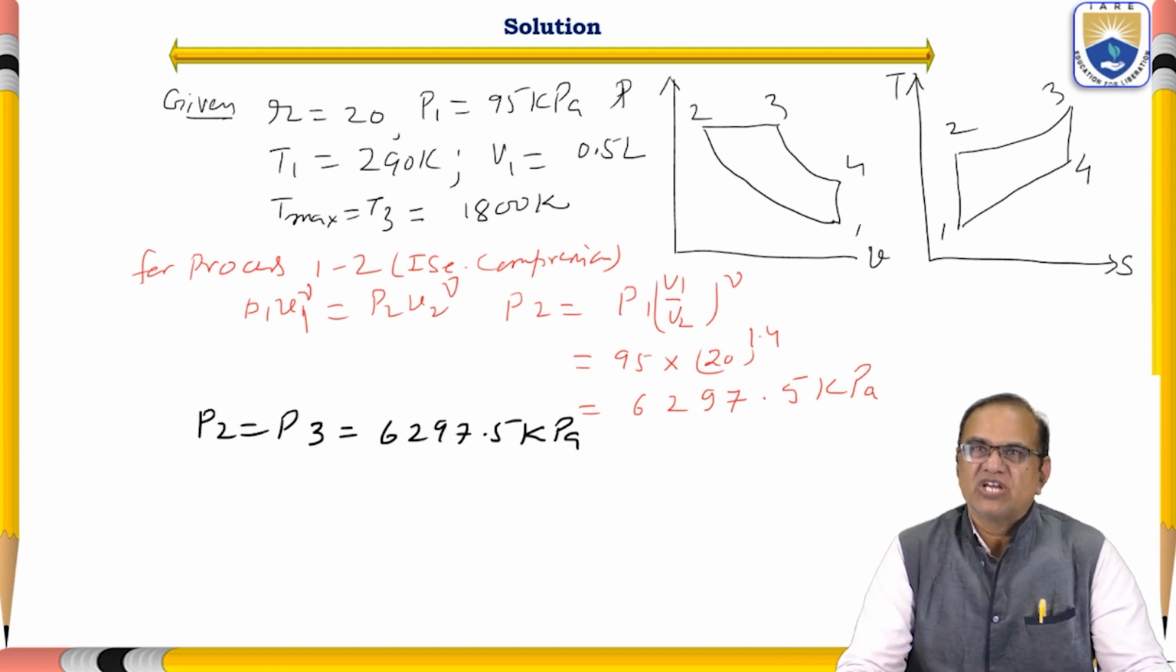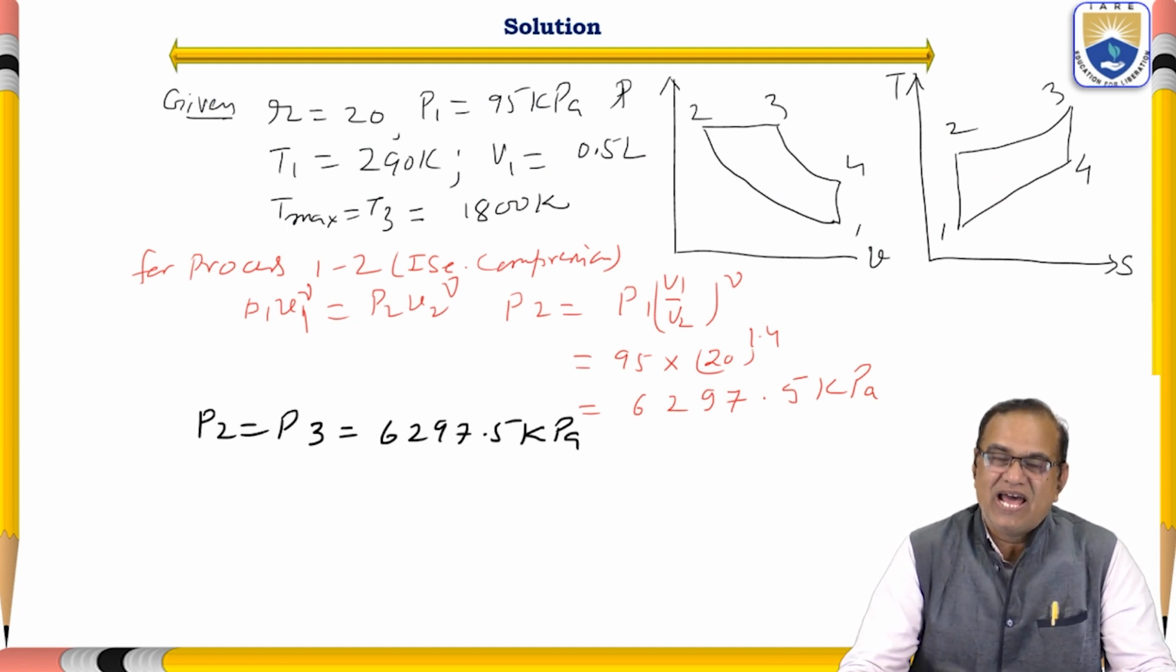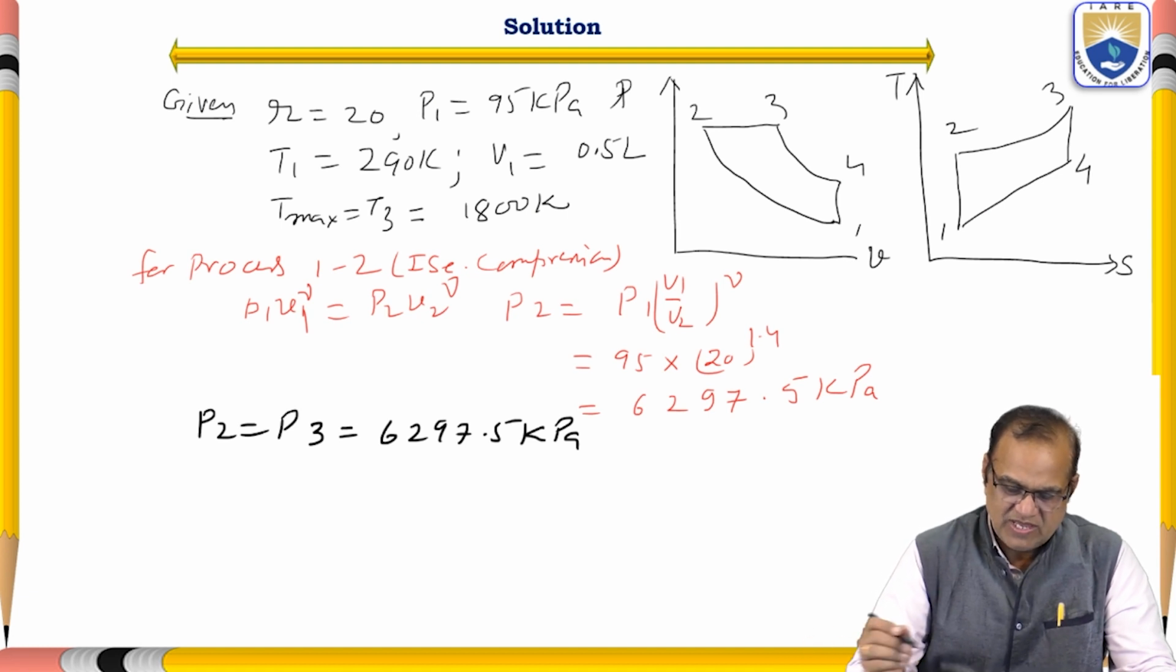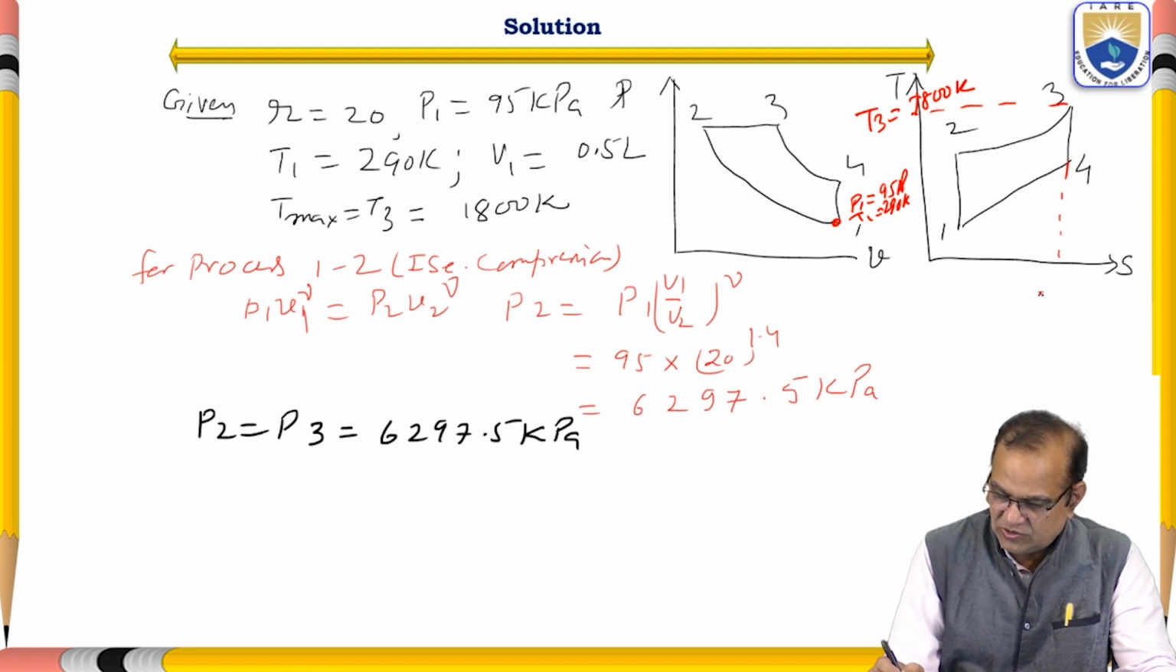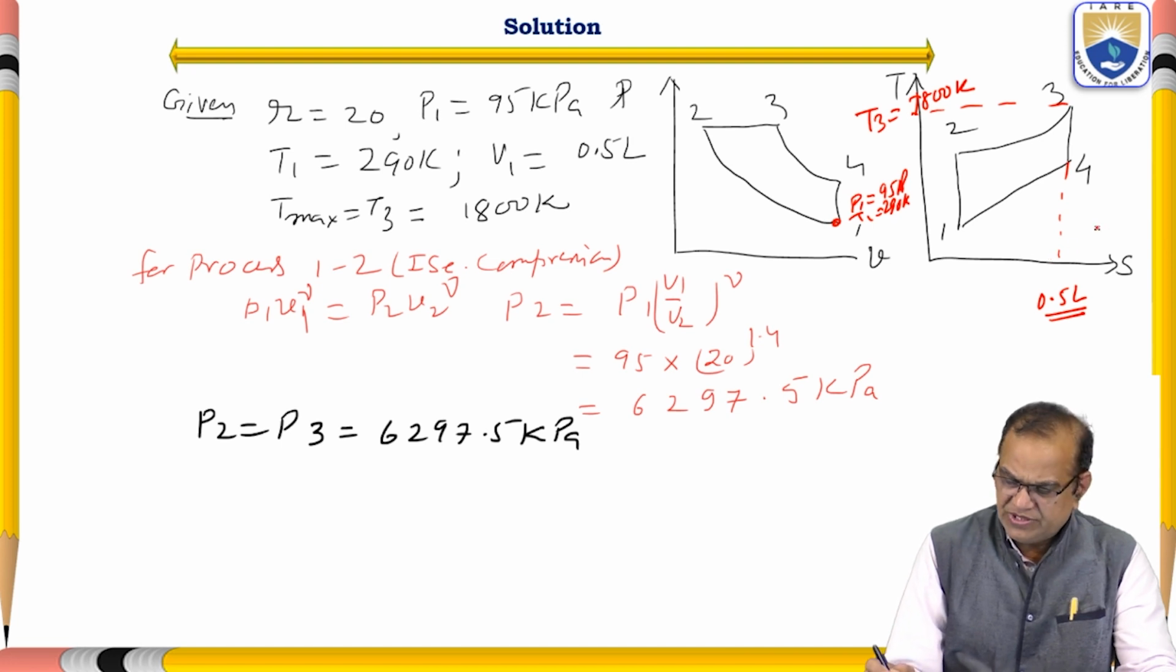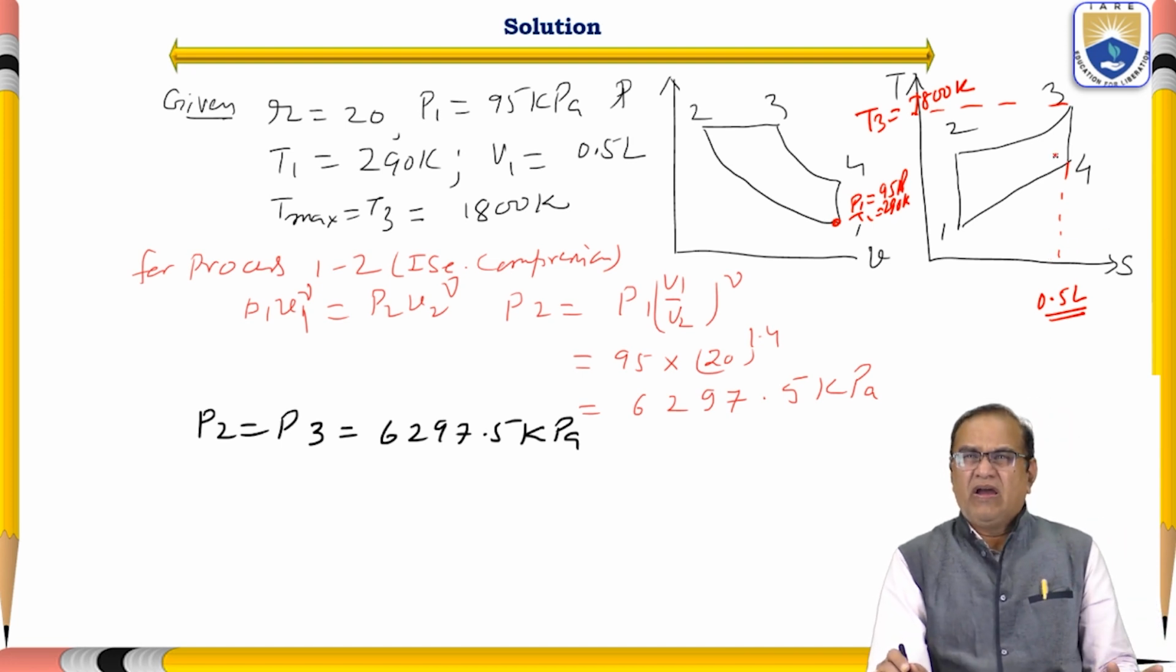So here we will go for the solution. Here the r is given as 20, and P1 is 95 kPa, T1 is equal to 290 Kelvin, and T3 is given as 1800 Kelvin. V1 is equal to 0.5 liter. Okay, so these parameters are given to us.